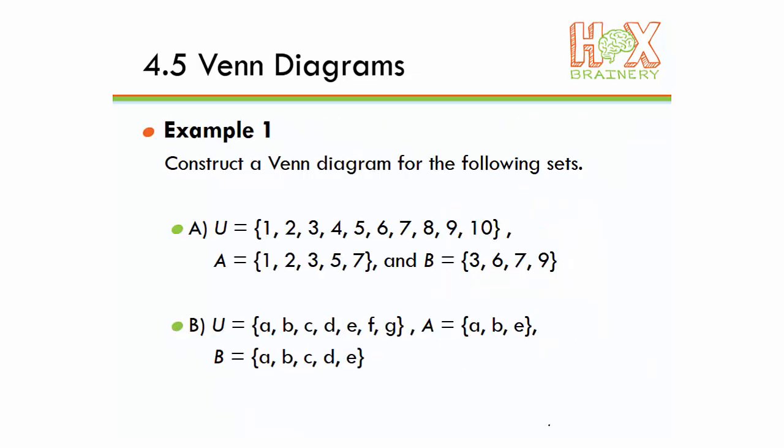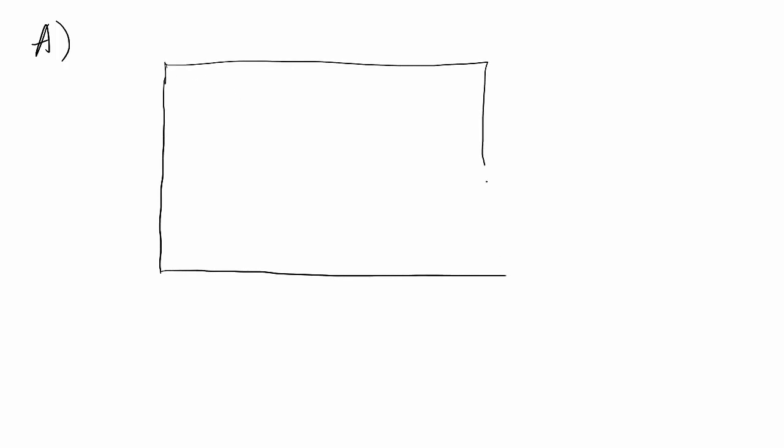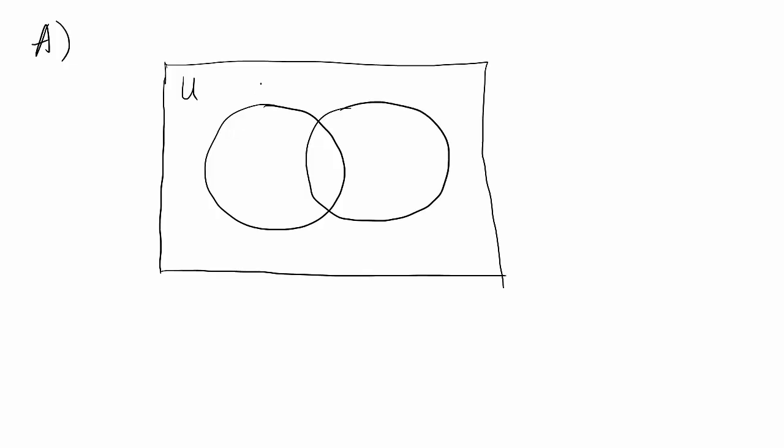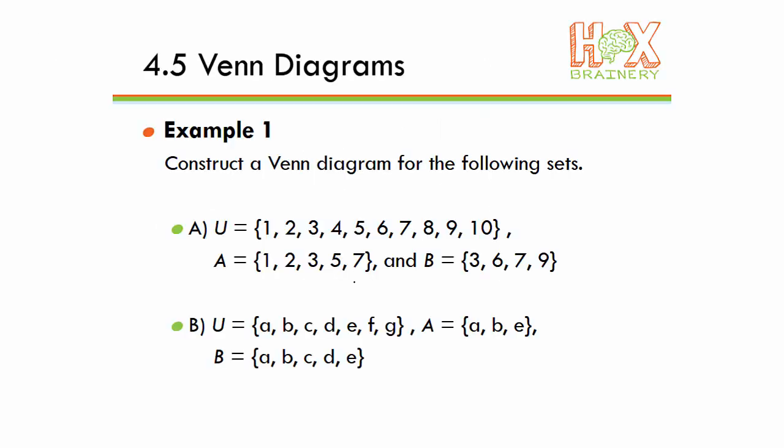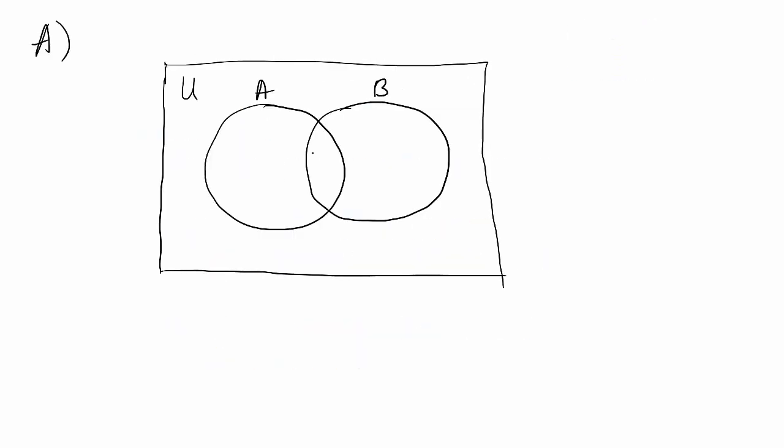So we'll go over a couple examples so we get an idea of how to do these. For part A, we're going to start with the rectangle. We're going to call it U, and we're going to draw 2 circles that are overlapping. So here's my set A, and here's my set B. Okay, so we're going to start with region 2, which is this part here where the 2 sets overlap.